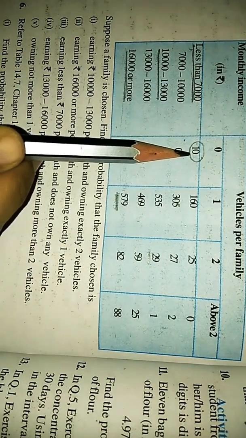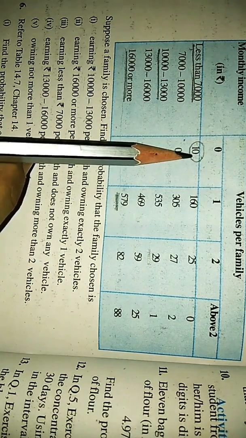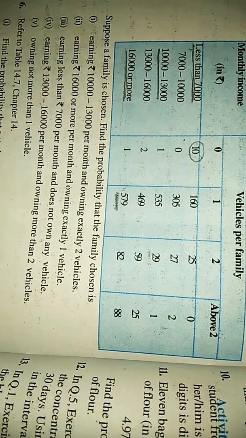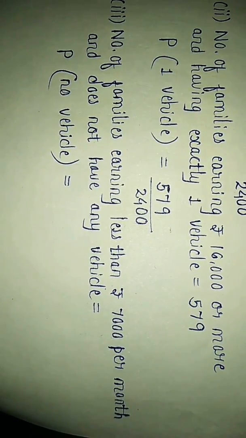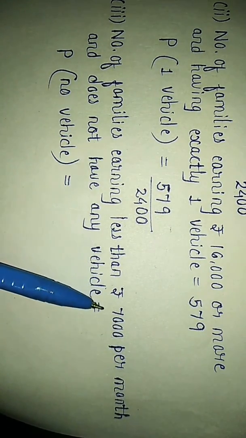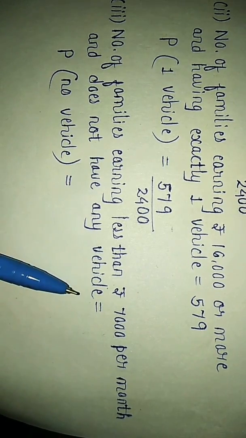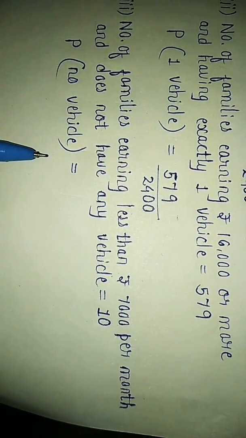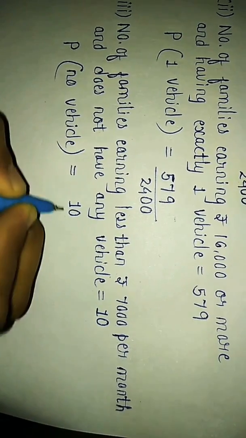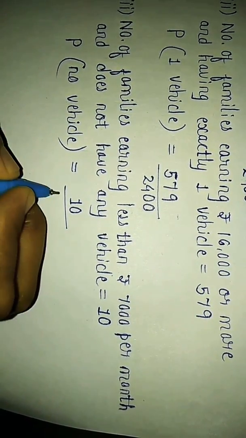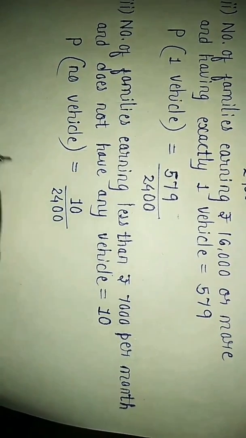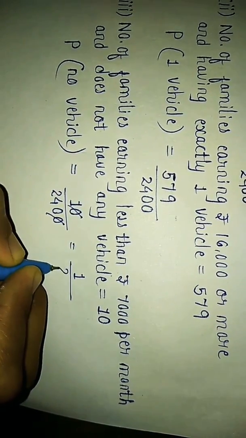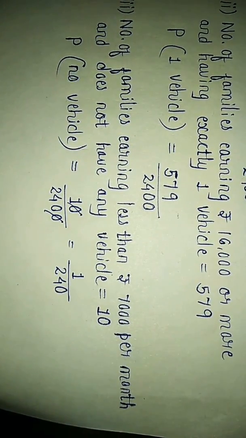10. So, this will be our number of trials in which event happened divided by total number of trials, which are 2400. Let us write. Number of families earning less than 7,000 per month and does not own any vehicle, they are 10 families. So probability of no vehicle will be 10, that is total number of trials in which event happened divided by total number of trials are 2400. 0 get cancelled. So we are left with 1 divided by 240. This is about number 3.